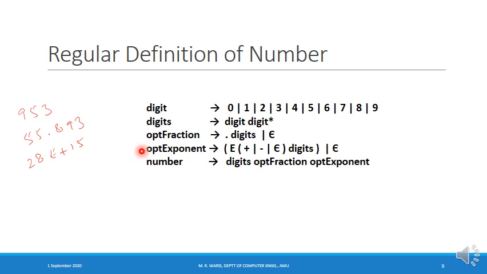So this epsilon is making it optional, and if it is there, then this begins with the letter capital E. After that, there is an optional plus or minus sign, and there will be digits followed by that. Now this is the regular definition of the number. So it begins with one or more digits, followed by this there could be an optional fraction part, and followed by this there could be an optional exponent part.